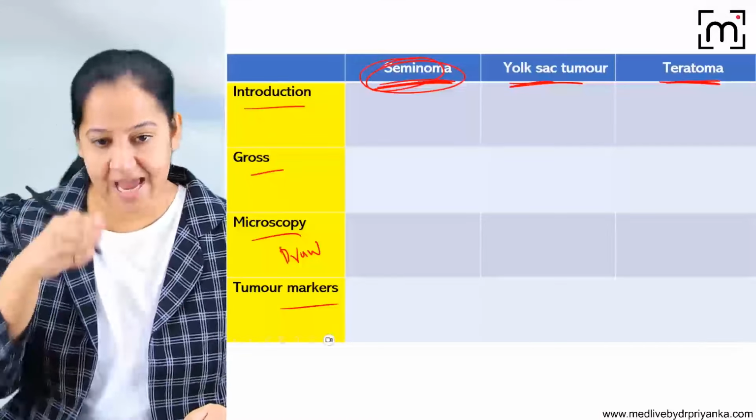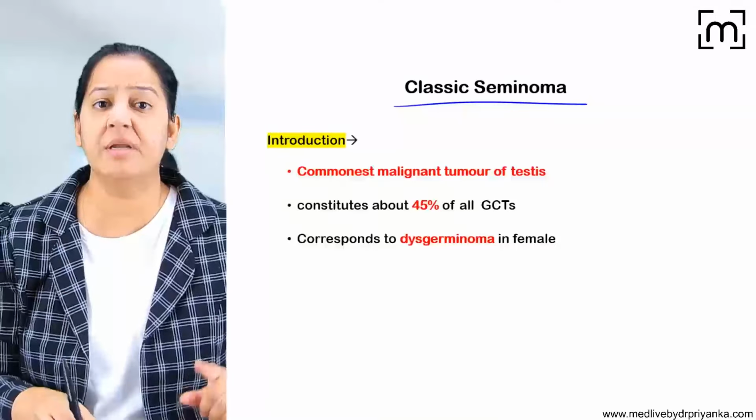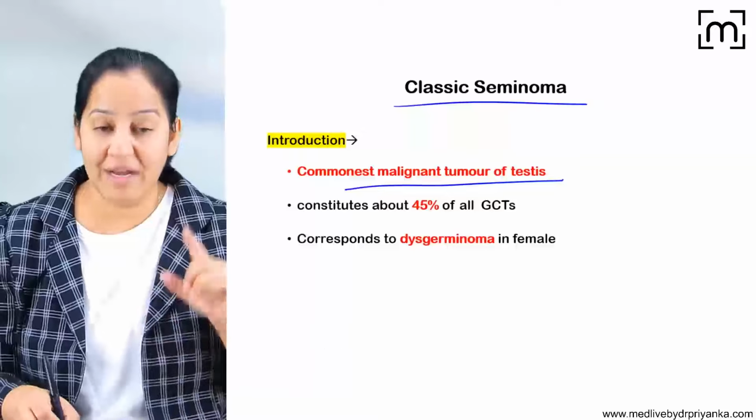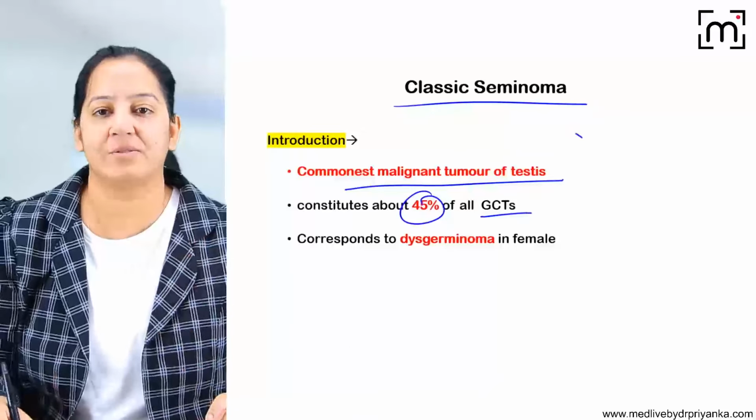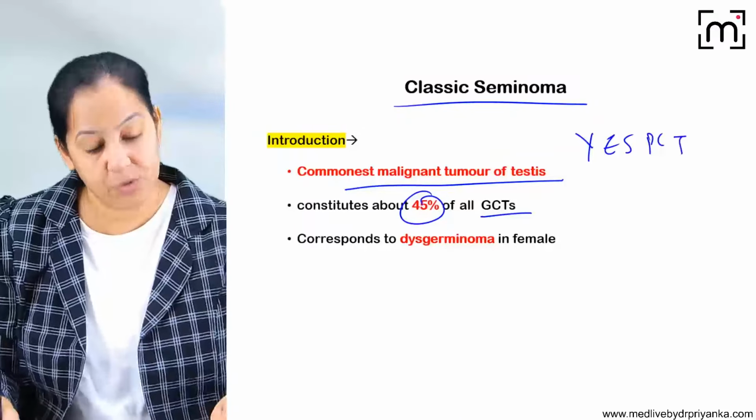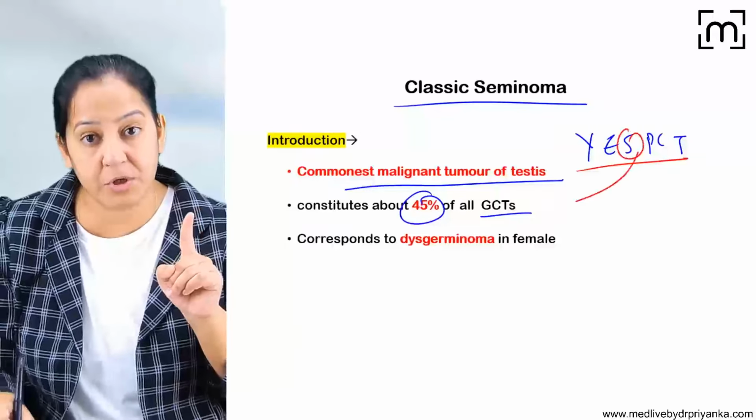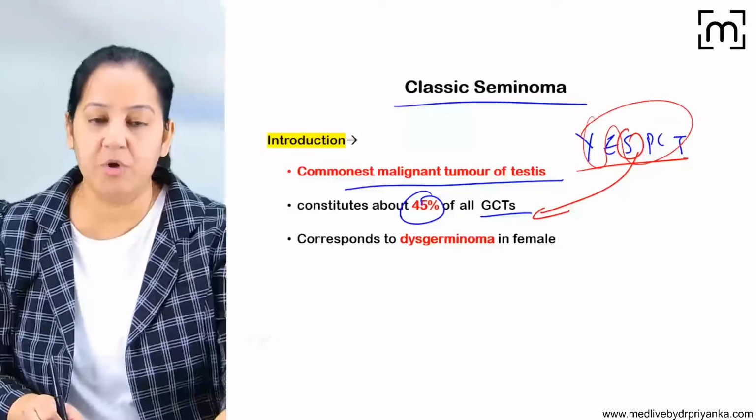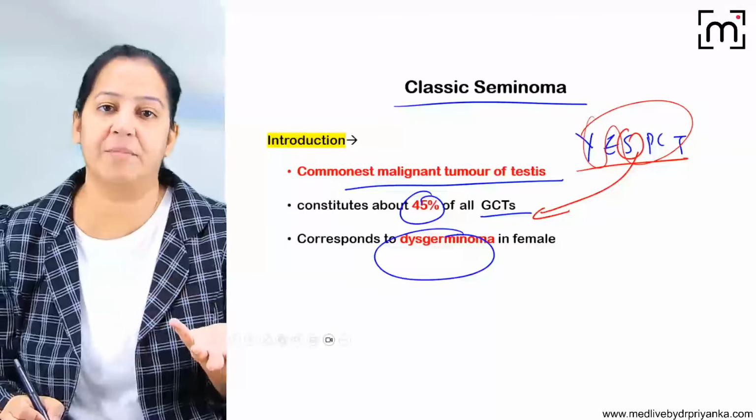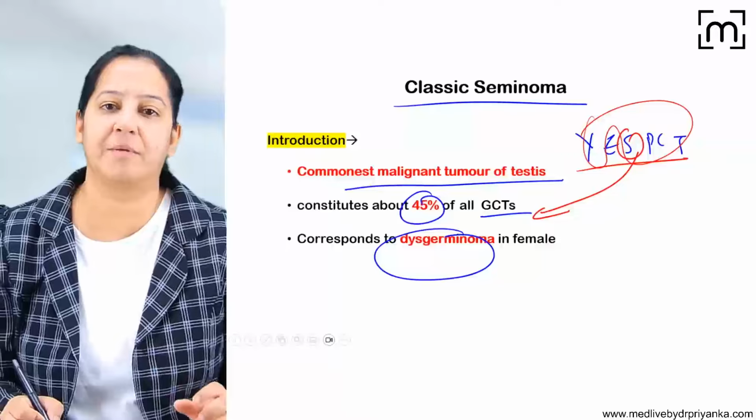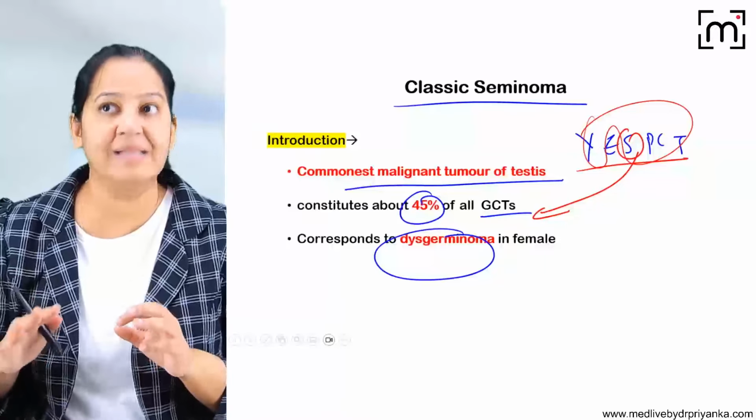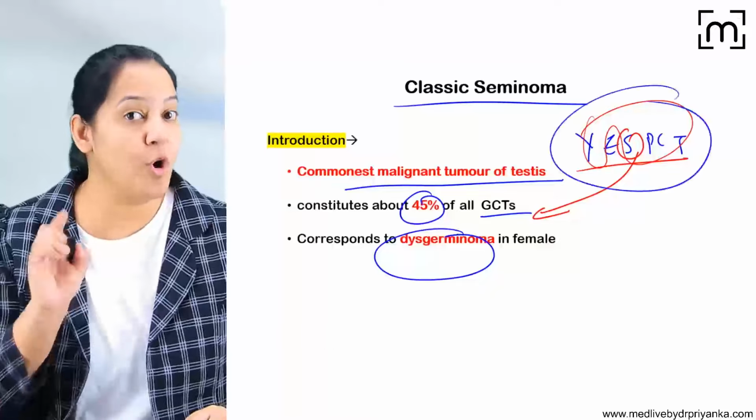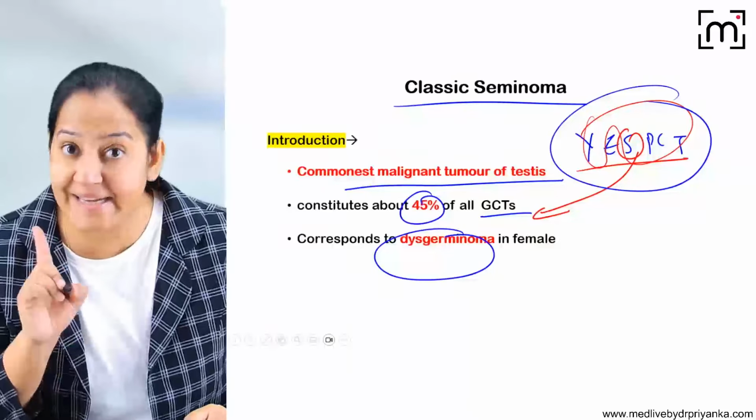What is the introduction? It is the most common malignant tumor of the testes. Among the GCTs, it is the most common. It alone constitutes 45% of all the GCTs. There are 6 GCTs, so among all 6, it alone constitutes 45% and the remaining 5 constitute 55%. It is the counterpart of the dysgerminoma in the female. In females, we don't have seminoma; in the ovaries, the counterpart of seminoma is known as dysgerminoma. So it is the most common malignant germ cell tumor in the male testes.